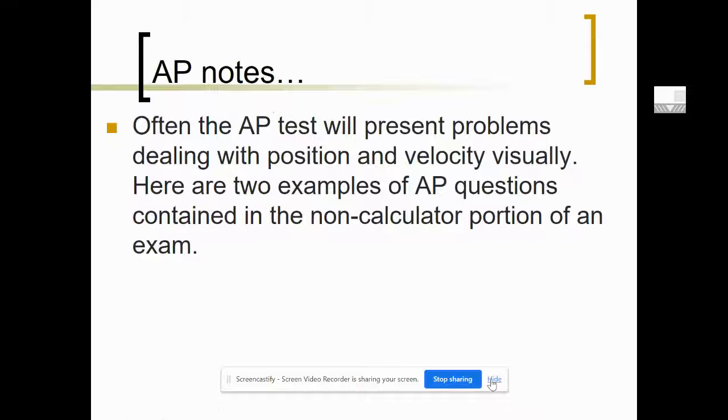So when we're talking about distance and motion questions, some of my favorite ones that are presented on an AP test are ones that are presented in a very visual fashion. So often what will happen on an AP test is they'll give you something about velocity or position, but they'll do it in a graphing way.